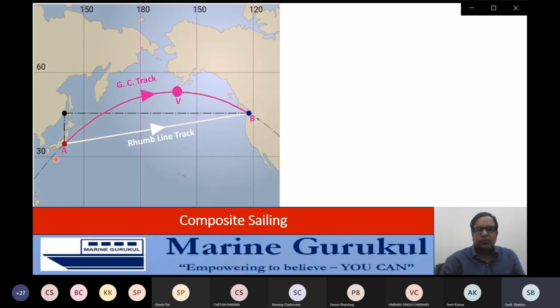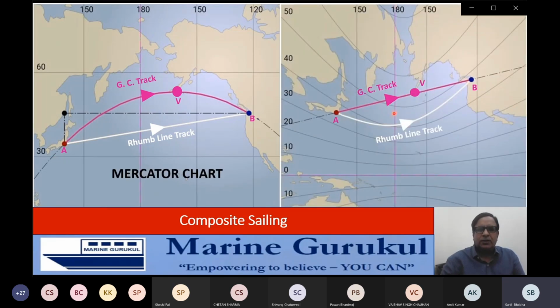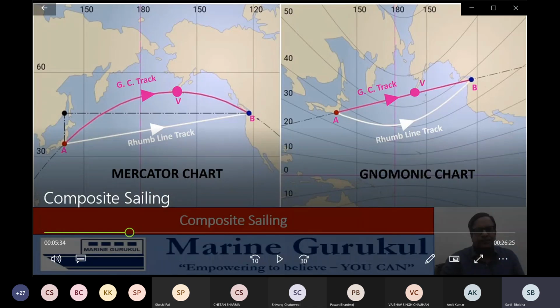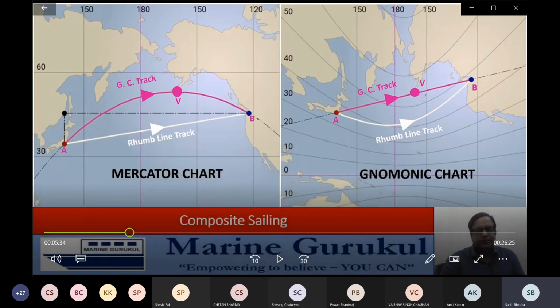How would these two tracks look on a gnomonic chart? Let's look at that. Now here we have how it would look on a gnomonic chart. On a gnomonic chart, it's polar gnomonic. The GC track would be a straight line and the rhumb line track would be a curved track. So hope these two comparisons also bring in clarity about how these tracks appear on different projections. So this is how the tracks appear on these two different projections, beta, Mercator projection and gnomonic projection.